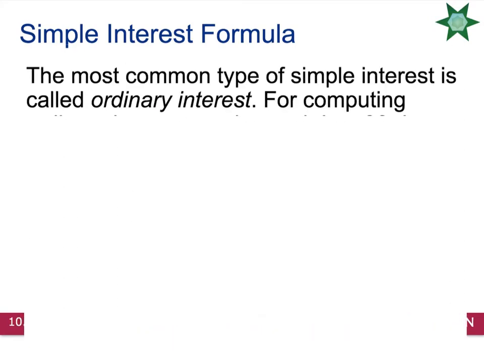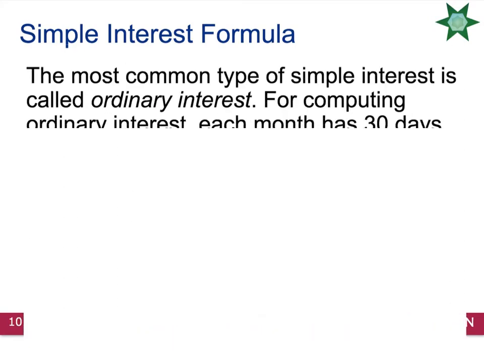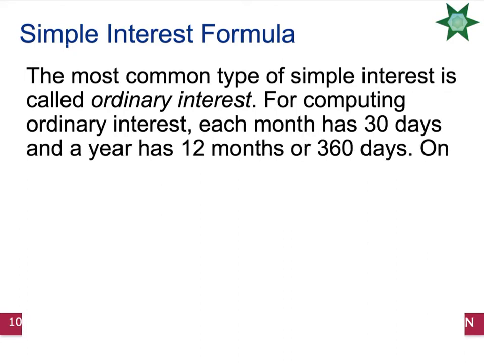The most common type of simple interest is called ordinary interest. And for computing ordinary interest, we're going to let it be known that each month has 30 days and that a year has 12 months.